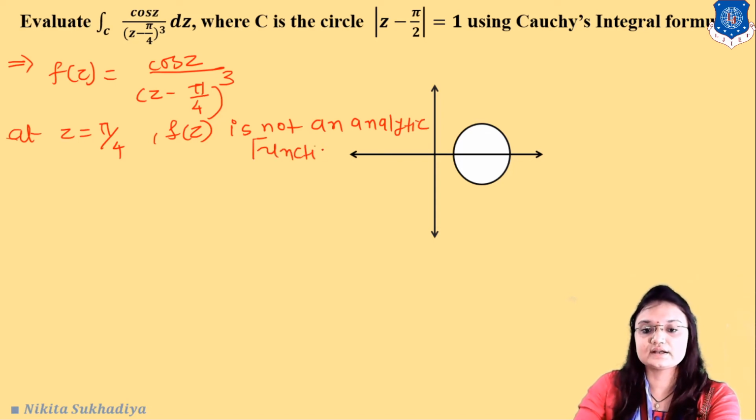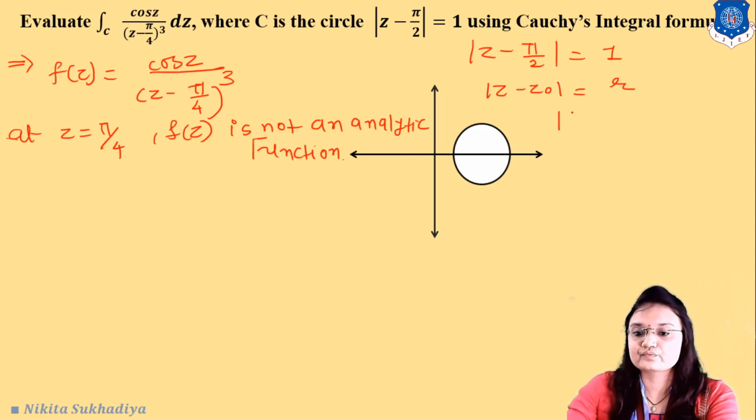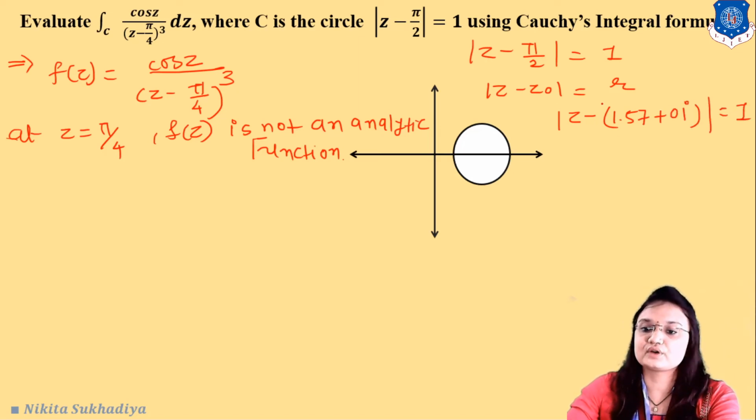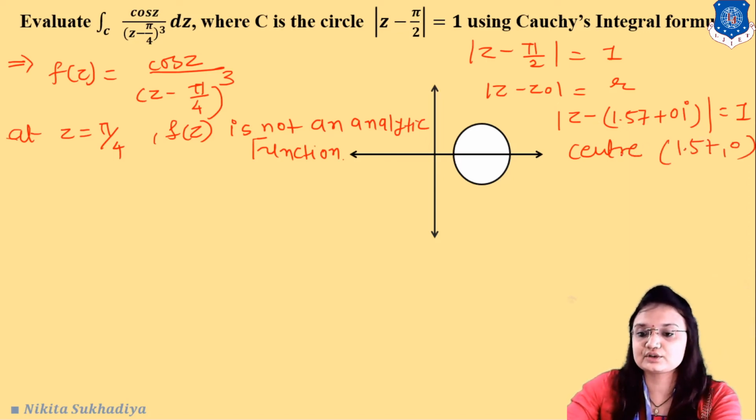Okay, and here we have circle C. Here we have |z - π/2| = 1. So compare it with |z - z0| = 1. So here we have a circle like this. What is the meaning of π/2? This is 1.57 + 0i = 1. So here we can say that the center point is (1.57, 0), and radius r is equal to 1.